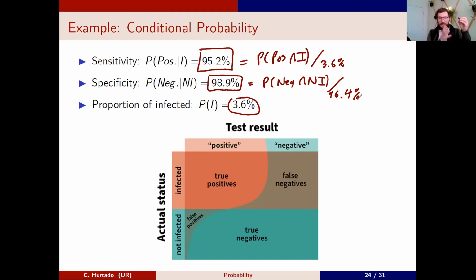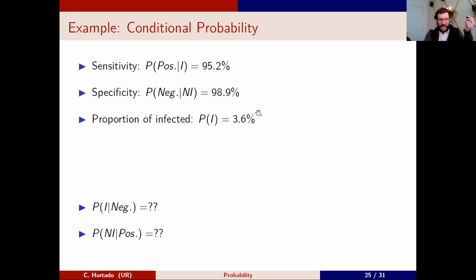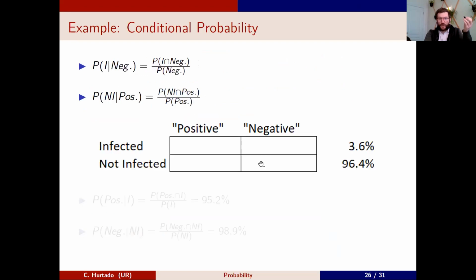We have 95.2 equals probability of intersection over 3.6. In other words, we can solve for the probability of the intersection, positive and infected, and we can solve for the probability of the intersection negative and not infected, right? So I can totally do that, and that's what we do in the next slide. In the next slide, I am going to figure out exactly that.